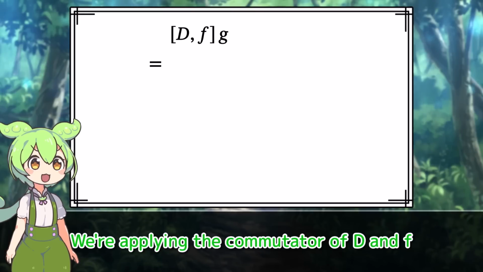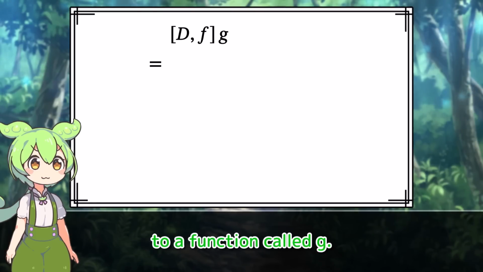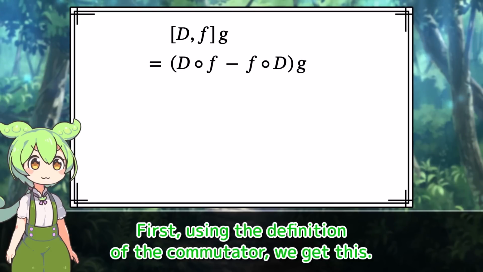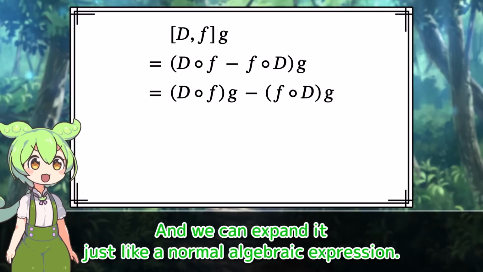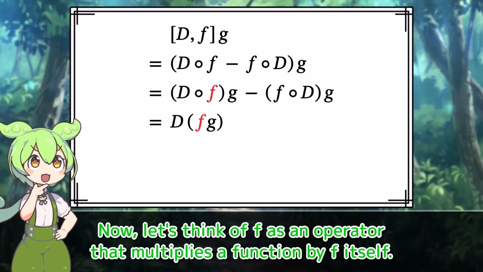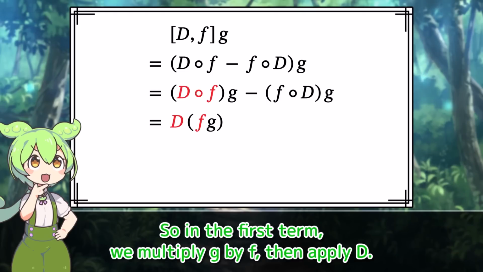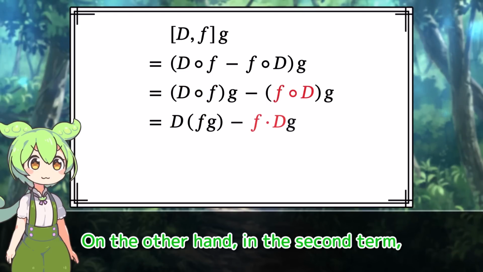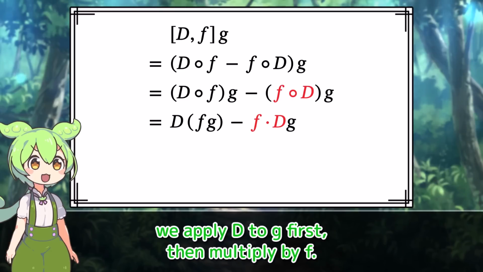We're applying the commutator of d and f to a function called g. First, using the definition of the commutator, we get this. And we can expand it just like a normal algebraic expression. Now, let's think of f as an operator that multiplies a function by f itself. So, in the first term, we multiply g by f, then apply d. On the other hand, in the second term, we apply d to g first, then multiply by f.